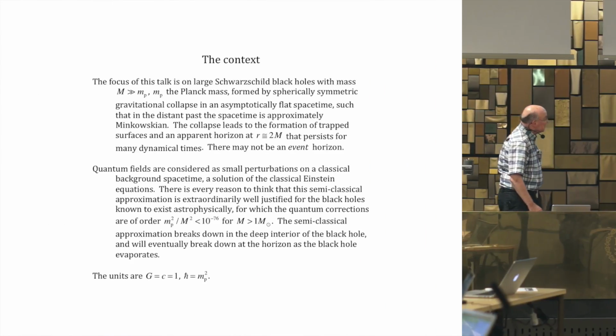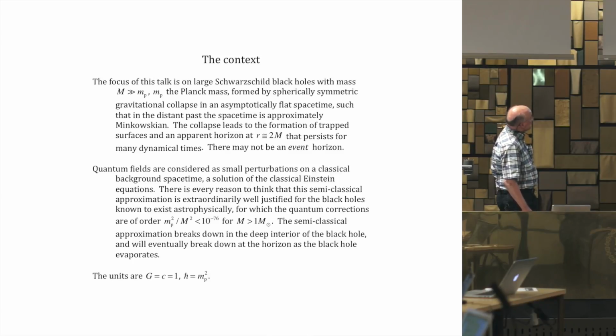What I'm talking about in this context is very large Schwarzschild black holes, mass very large compared to the Planck mass, which are formed by spherical collapse in asymptotically flat space-time. Long before the formation of the black hole, you can think of it as essentially a Minkowski space-time, and then the star collapses from some large distance and forms the black hole.